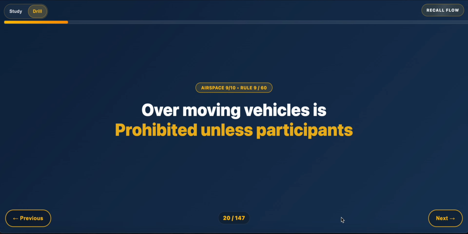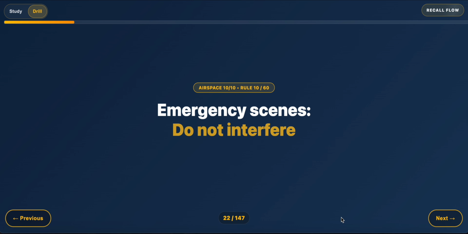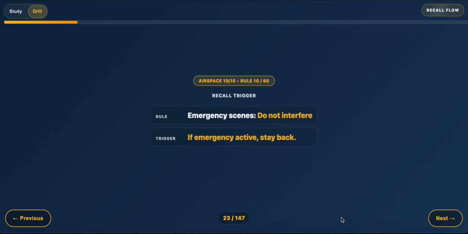Rule 9. Moving vehicles introduce variables the FAA doesn't accept casually. Unless the occupants are participating in the operation, overflight is prohibited. Trigger phrase, if vehicles move, don't cruise. Rule 10. Emergency response areas are protected. Even well-intended operations are treated as interference if they affect response activity. Trigger phrase, if emergency active, stay back.